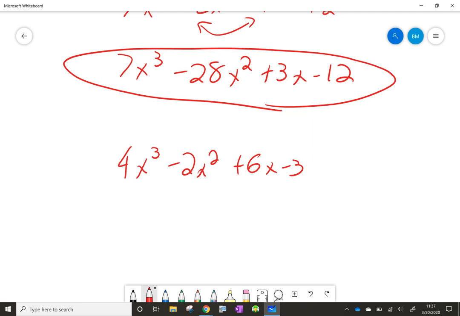Now, there is no GCF between all four terms. It's very important that we look for that, though, because sometimes there is, and it's going to help us. But in this case, there isn't a GCF in all four terms, right?